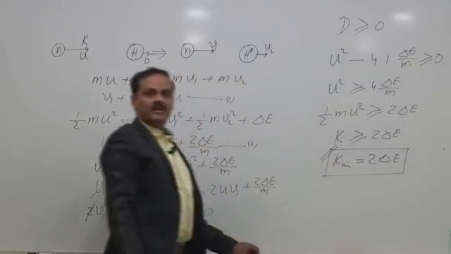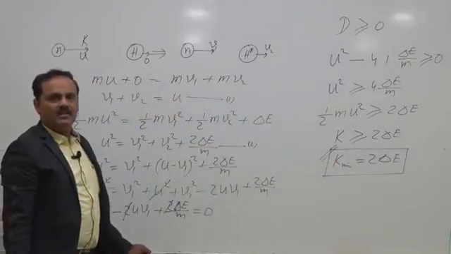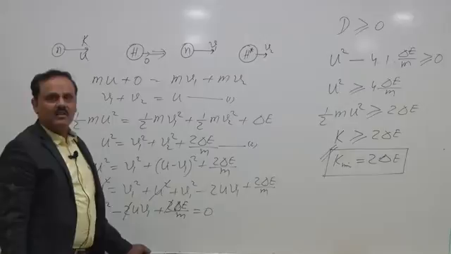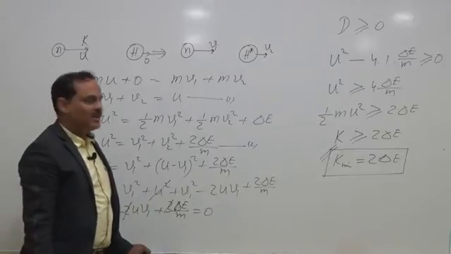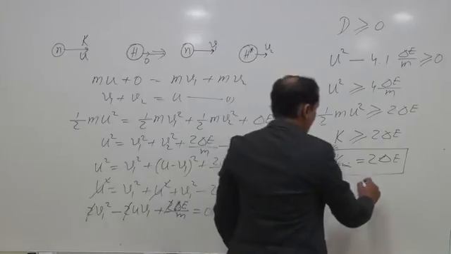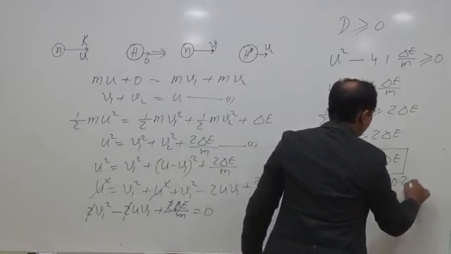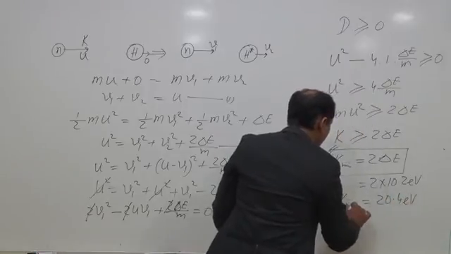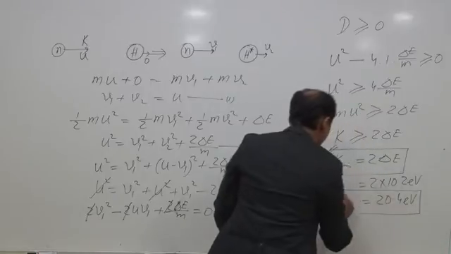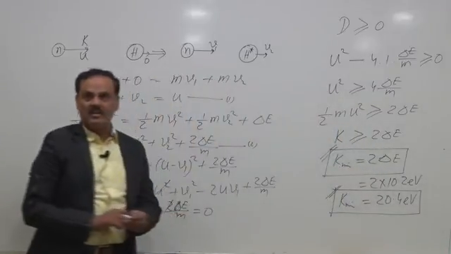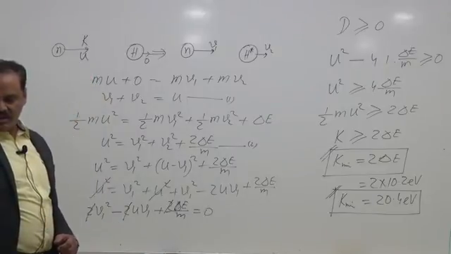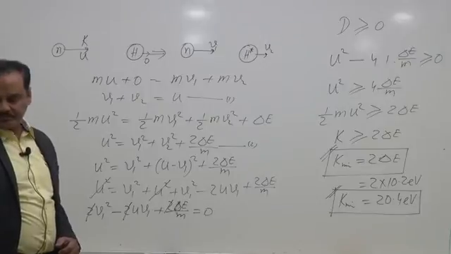And what is the minimum excitation energy? Minimum excitation energy is to take the electron from ground state to first excited state, that is the first excitation energy, and that is 10.2 electron volt. So K minimum is 2 into 10.2 electron volt, that is equal to 20.4 electron volt. This is the minimum kinetic energy of the bombarded particle by which it can excite the atom. Is it clear?